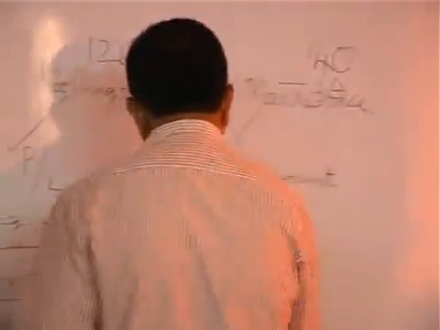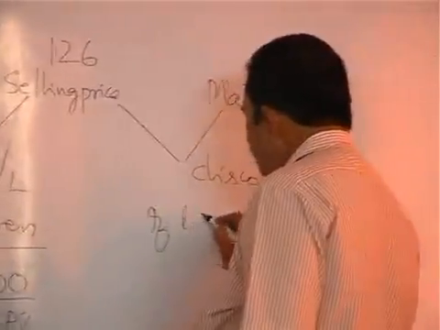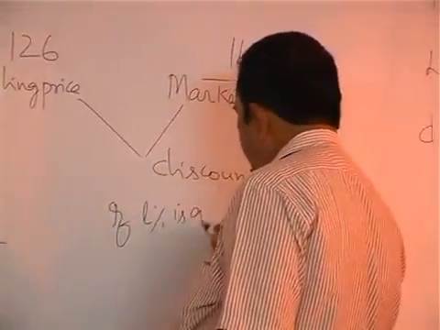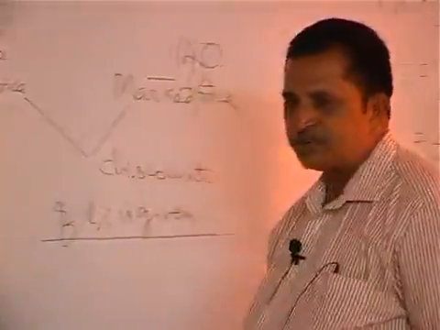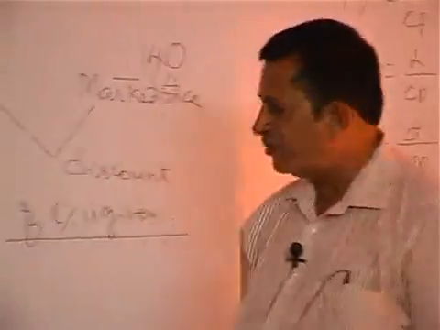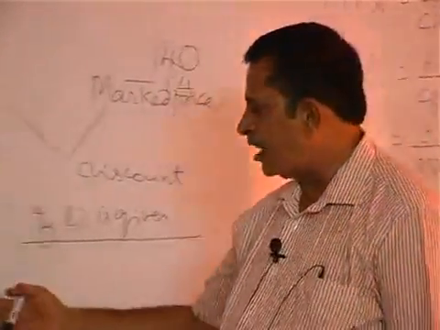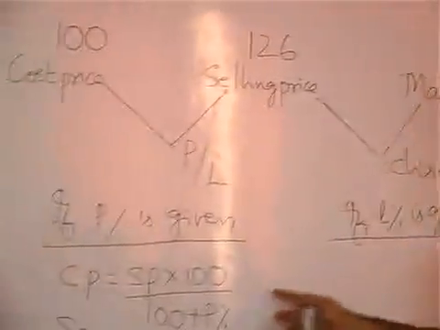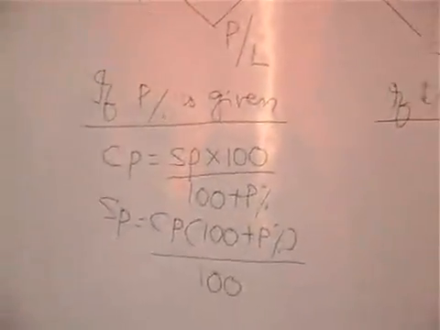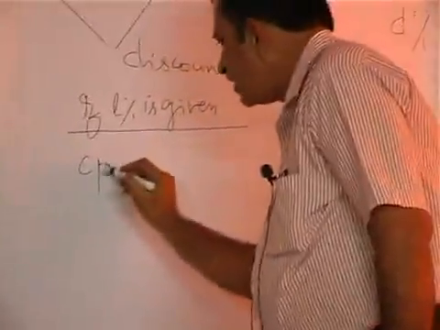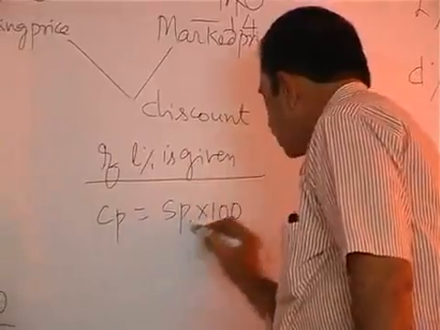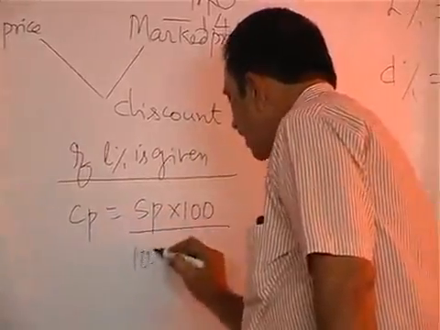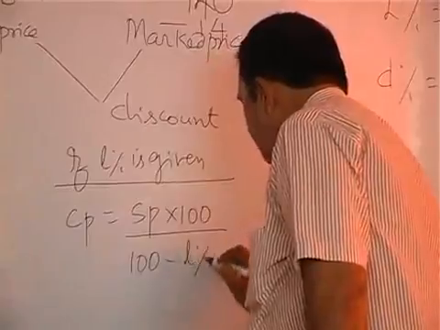Similarly, if loss percent is given, the formula is the same, but what happens here? Profit percent means you get plus, loss percent means you get minus. So cost price is equal to selling price into 100 by 100 minus loss percent.